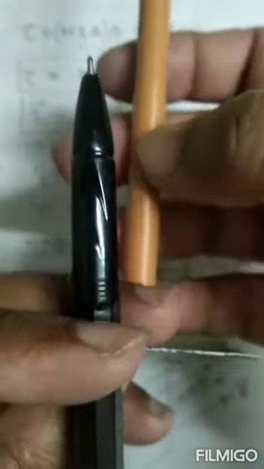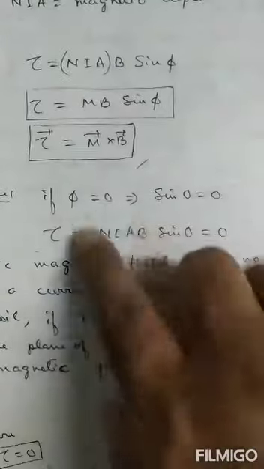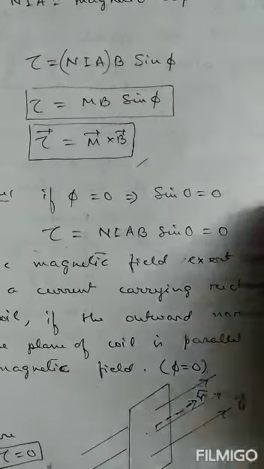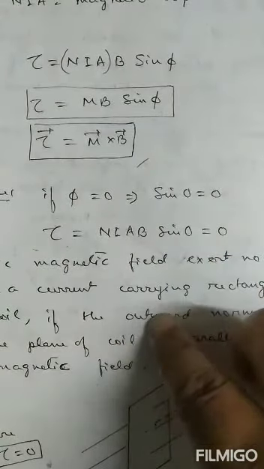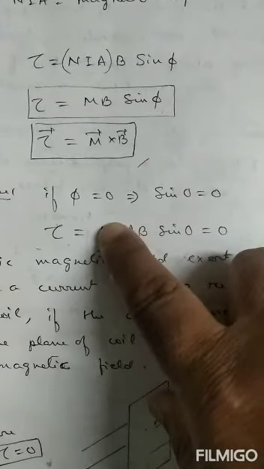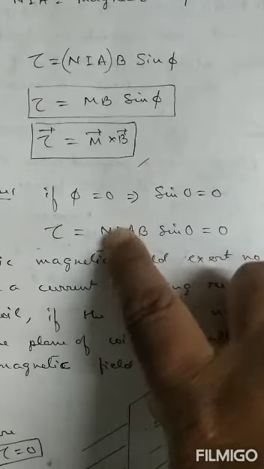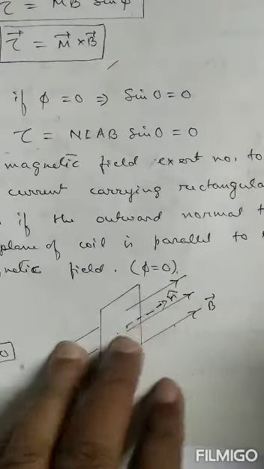because if I draw the outward normal, this outward normal and the magnetic field become parallel to each other. Parallel means phi is equal to 0. If phi is equal to 0, sin 0 is 0, therefore no torque acts on it. That means if the outward normal to the plane of the current carrying rectangular coil is parallel to the magnetic field, no torque acts on it.